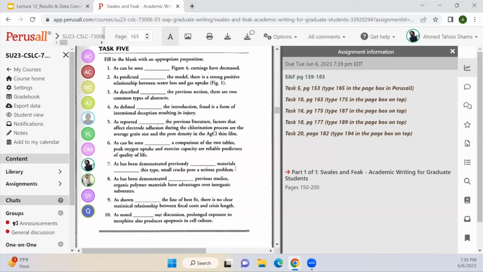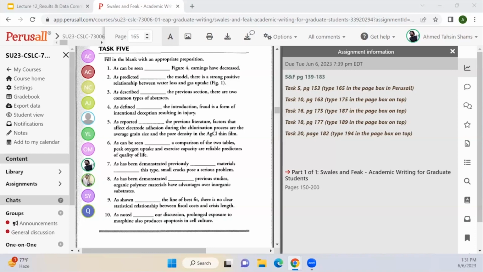Number 9. On? By. Correct. Thank you. As shown by the line of best fit. It's kind of a phrase actually. As shown by the line of best fit. 10 is easy. As noted in our discussion. Yeah.